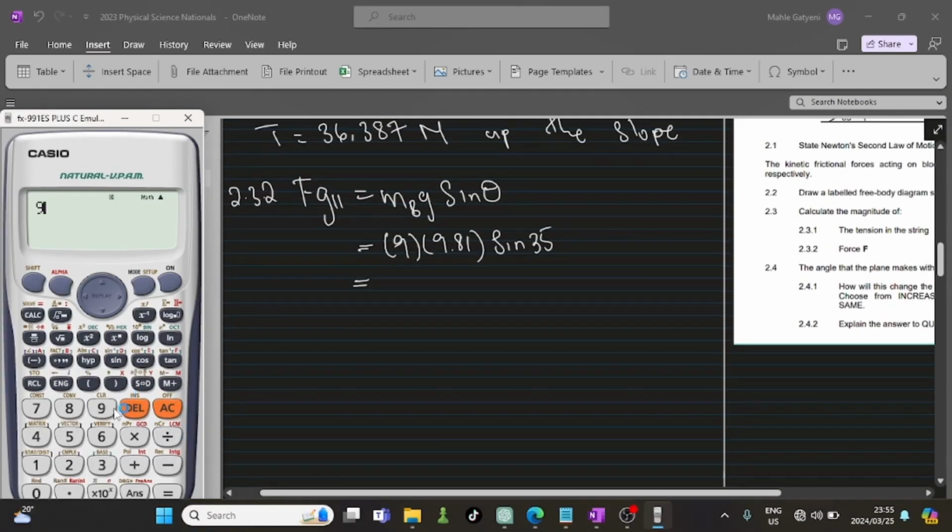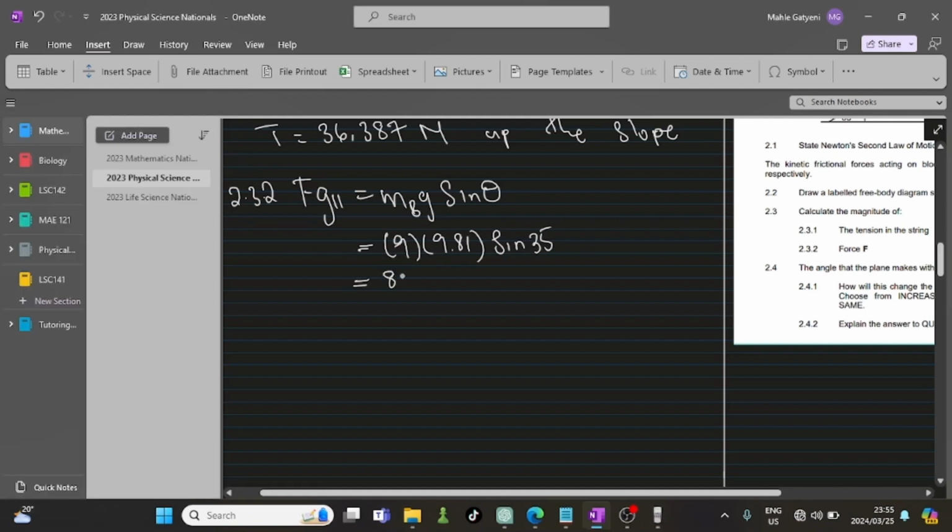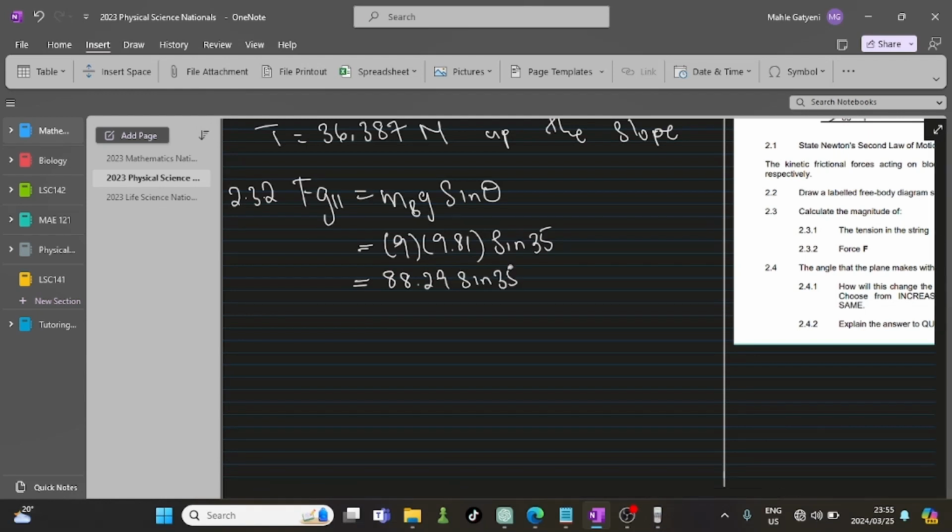So it's going to be what? It's going to be 9 multiplied by 9.81, right? So then 9.81 is going to be 88.29, right? 88.29 times sine 35 degrees, right?